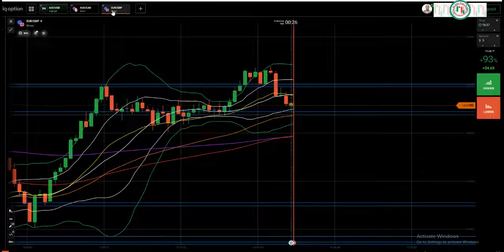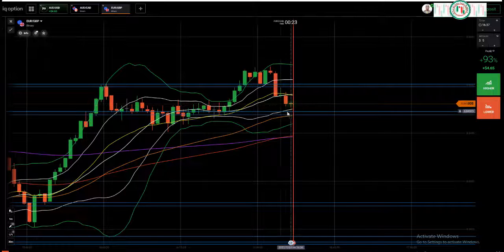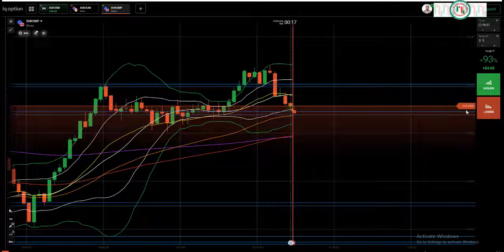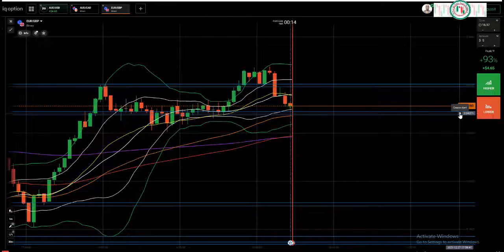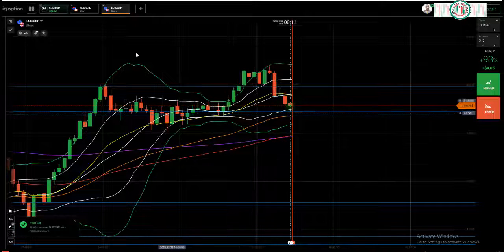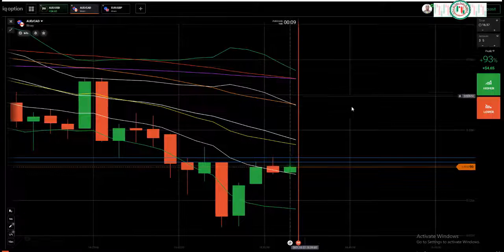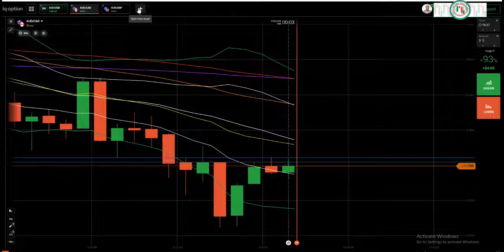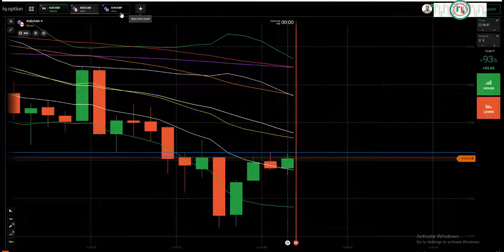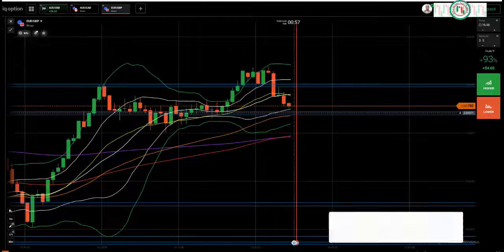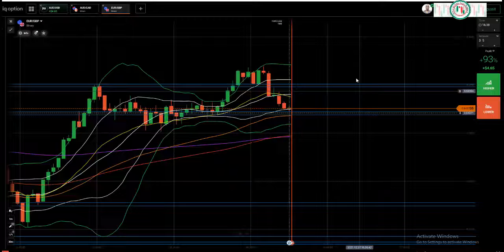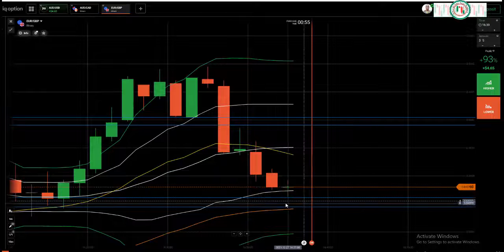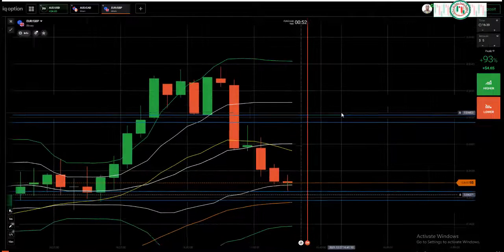So this one, so now market is coming to my level. If market comes to this level, I'll place my trade, call option. So market is almost at the level here. If market closes inside this level, I will place my trade, call option.